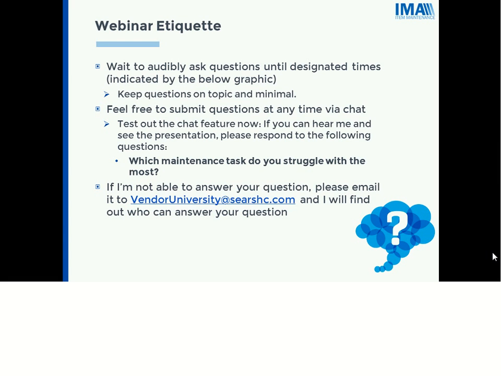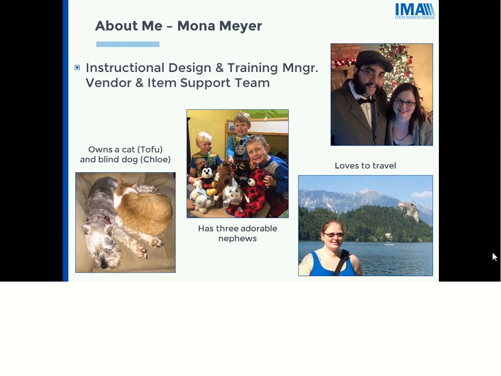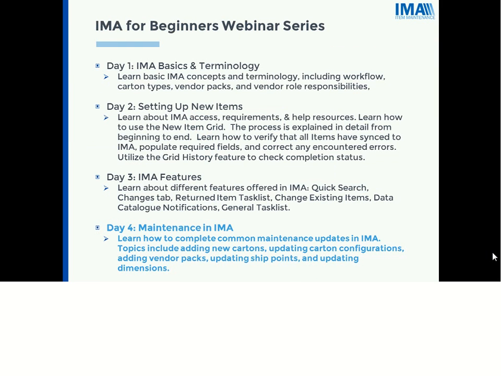Okay. So today we're going to be covering quite a few topics. Again, this is Mona. I'm the Instructional Design and Training Manager with the Vendor and Item Support Team. On Monday, we went over the IMA basics and terminology, and on Tuesday, we worked on setting up new items in the grid that had been synced over. On day 3, yesterday, we went through different IMA features, including Quick Search and Changes tab, the Changes grid, the Data Catalog notifications, and some others. And then today, we're going to be talking about maintenance.